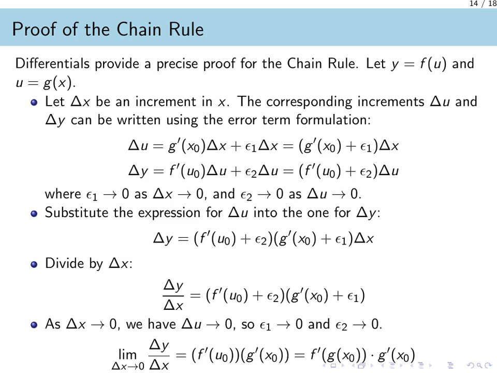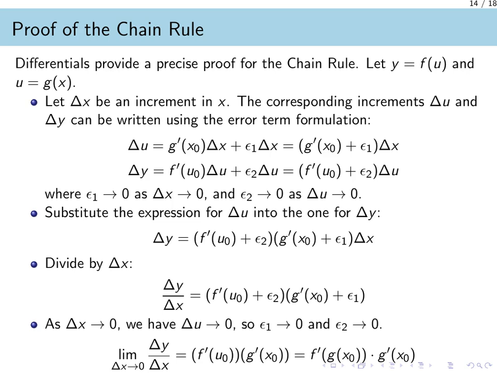Now we can use our precise definition of change to formally prove the chain rule, which is a cornerstone of calculus. We start by expressing the change for both the inner function, delta u, and the outer function, delta y, using the error term formulation we saw earlier. The key step is to substitute the expression for delta u directly into the equation for delta y, which connects the final output change back to the initial input change.